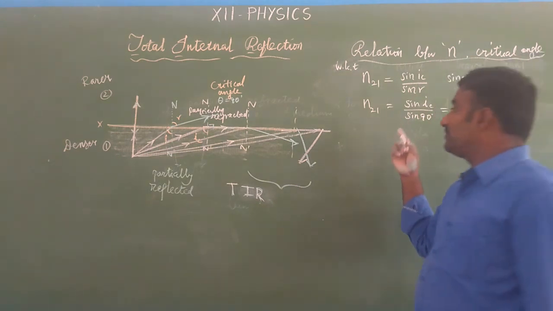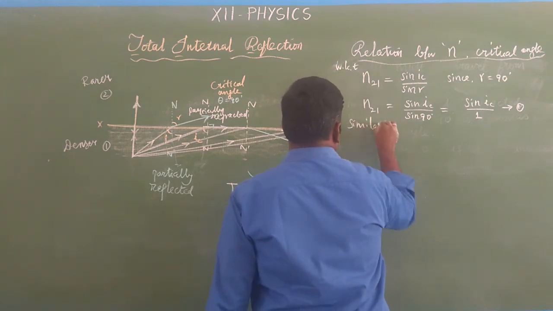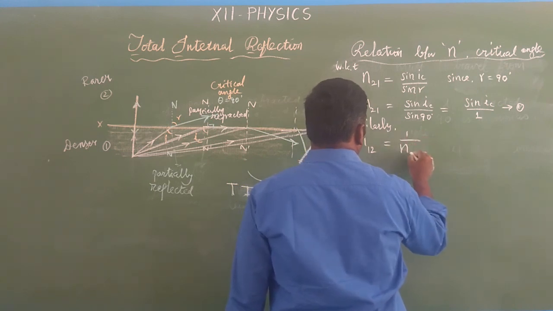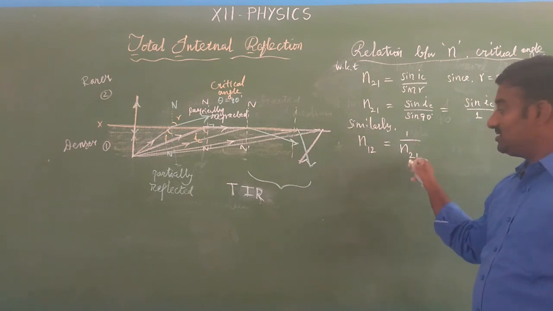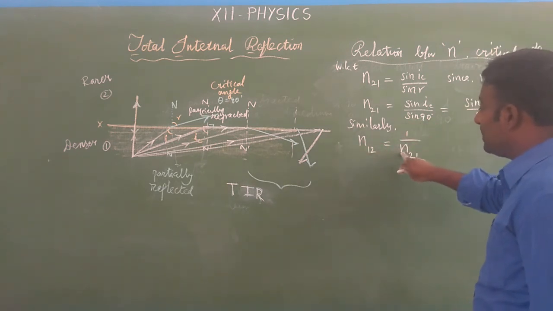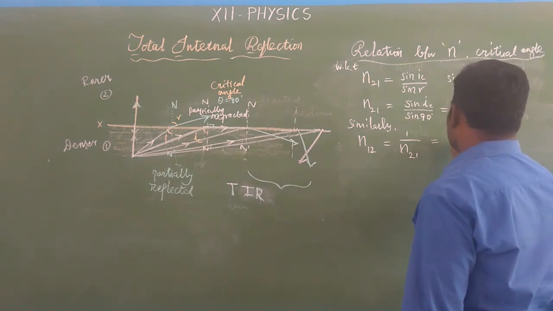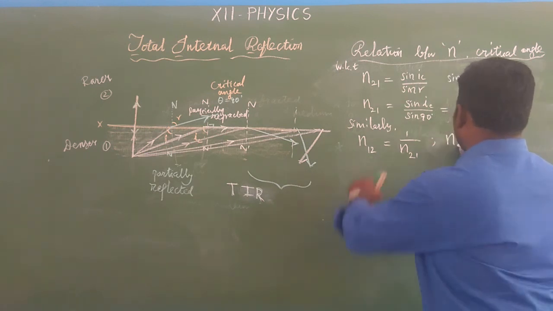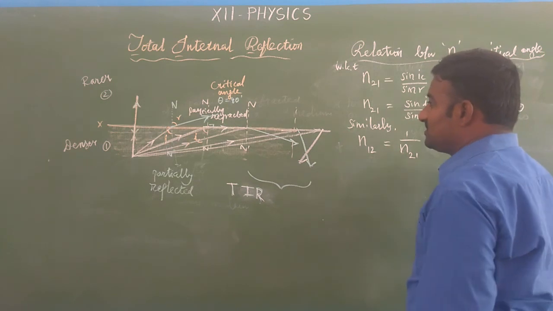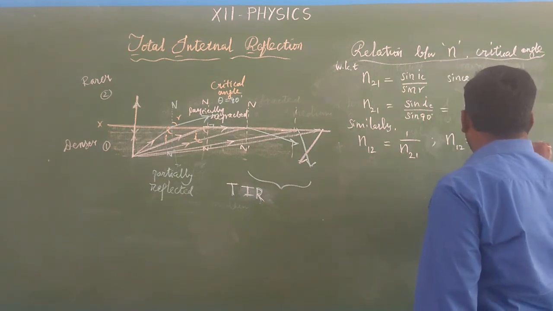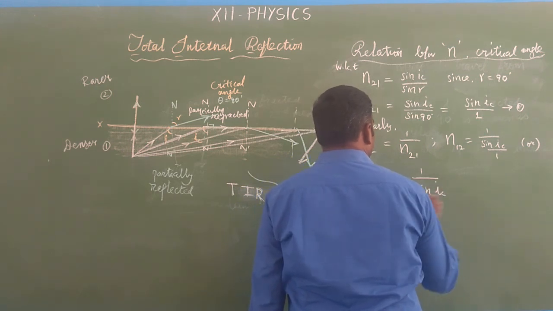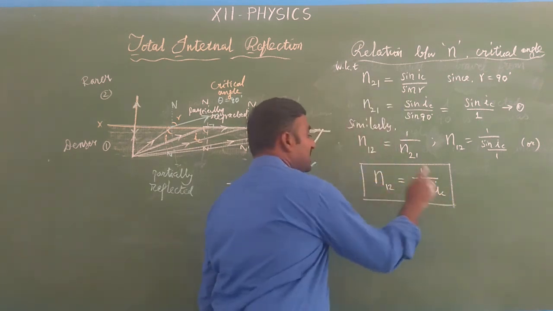Similarly, we can find the refractive index of the first medium with respect to the second medium, which is the reciprocal of the refractive index of the second medium with respect to the first medium. Already we have studied this; the product will be equal to 1. We studied this in 10th standard itself. Already we found the value, so substitute. The refractive index of the first medium with respect to the second medium is the reciprocal of this value, that is 1 by sin of the critical angle. So this is the relation between refractive index and the critical angle.